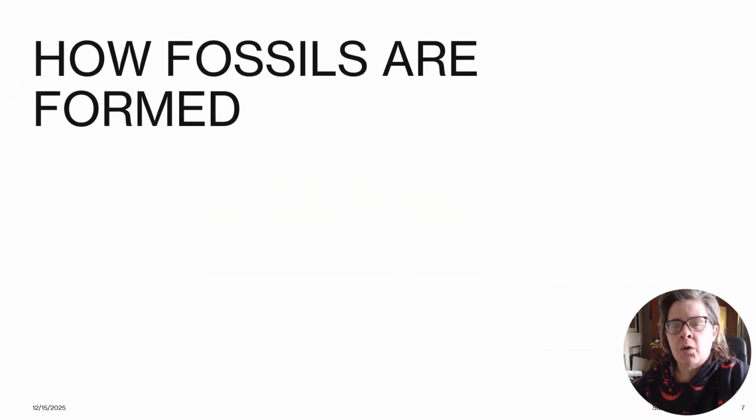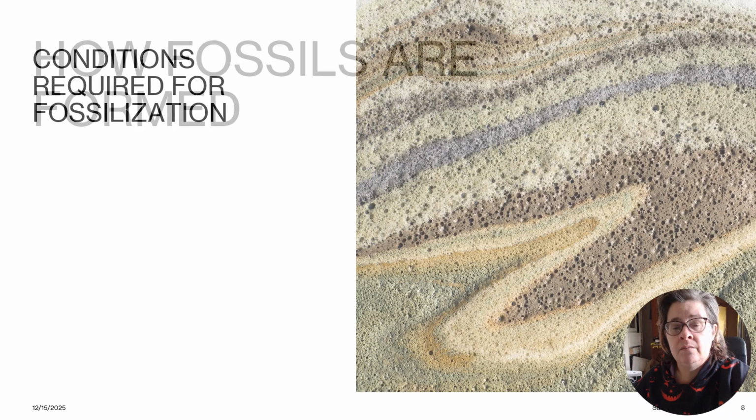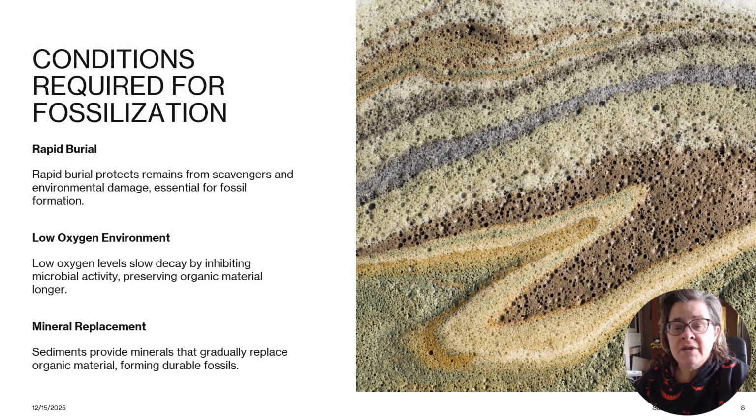Fossil formation requires specific conditions and follows several stages. Understanding these processes explains why fossils are relatively rare and how different fossilization methods preserve biological material. Fossilization typically requires rapid burial, low oxygen to prevent decay, and sediments that allow mineral replacement or preservation of organic material.